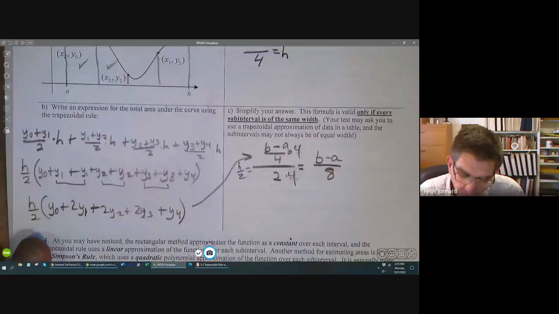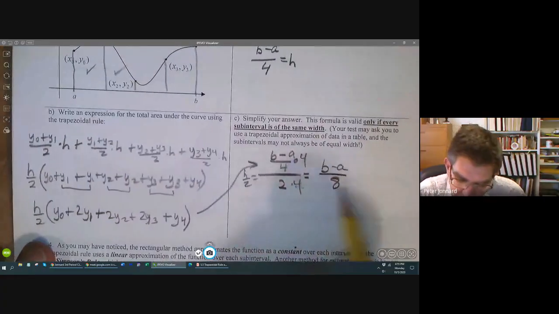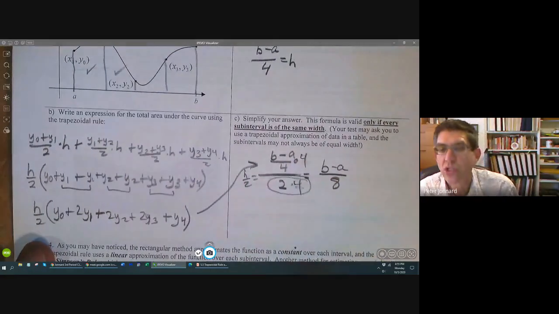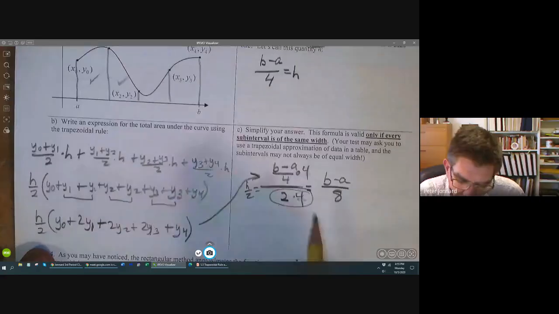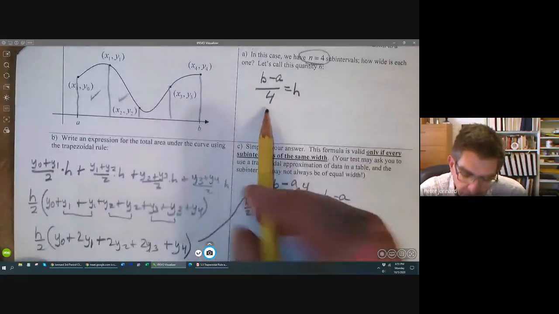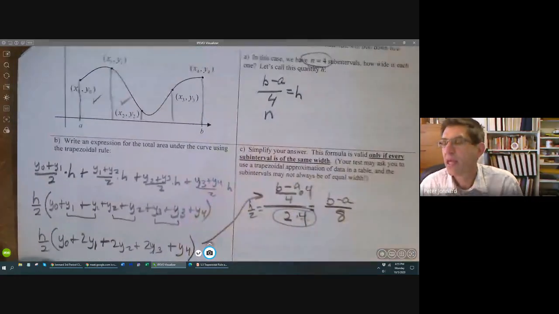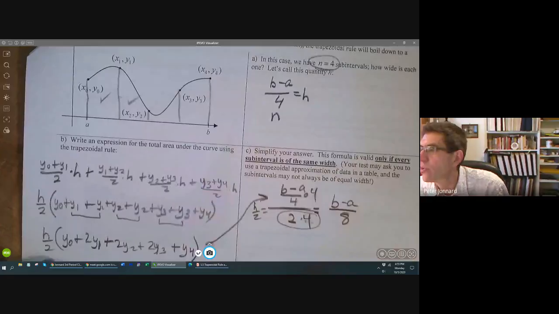And let's think about that. Where did that 8 come from? It came from multiplying 2 times 4. But where did the 4 come from? Well, remember that was n. And so I basically have a situation where everything is based on n.